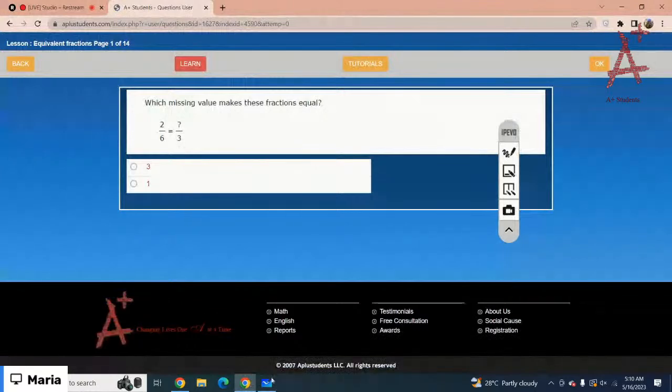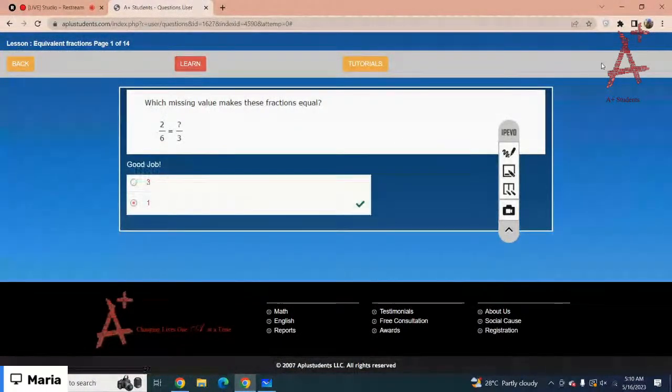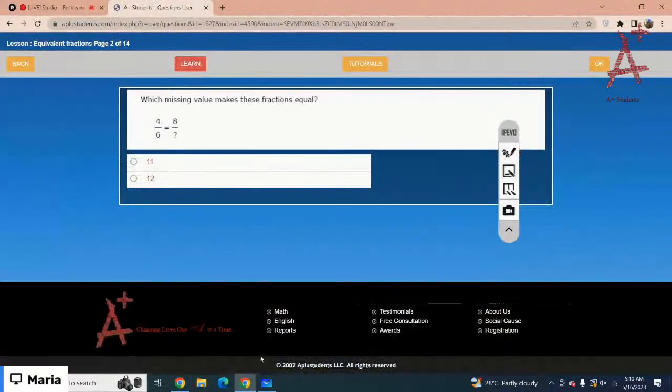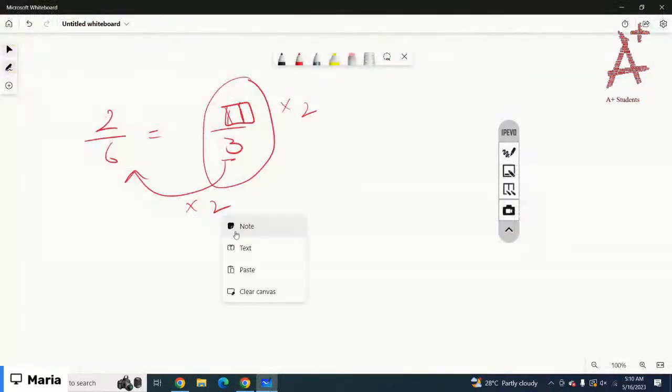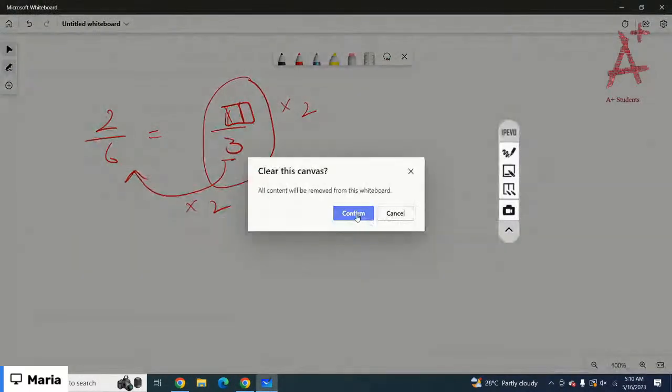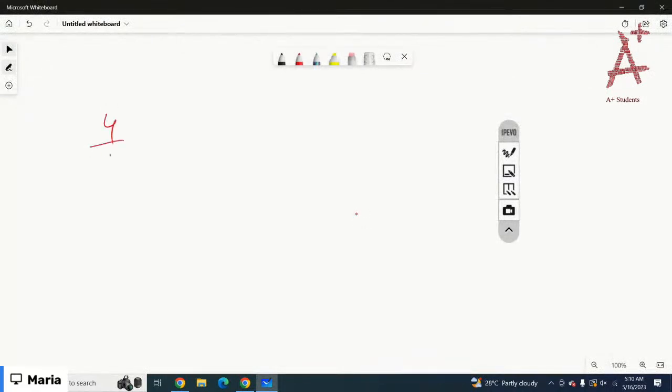Okay, the next one is 2 by 6 equals missing number over 3. That would be 1 over 3. Okay, the next one is 4 by 6 equals 8 by the missing number. Okay, 4 times what number is 8? 4 times 2 is 8.